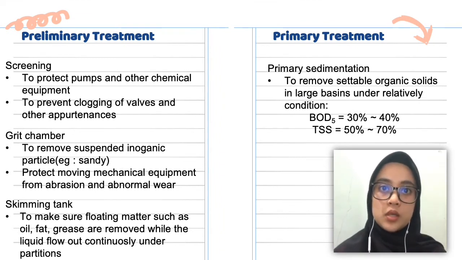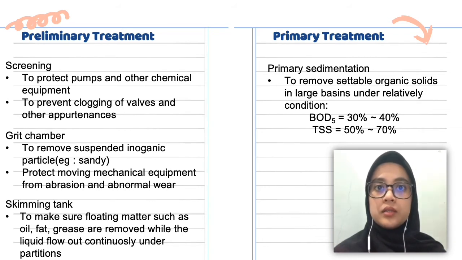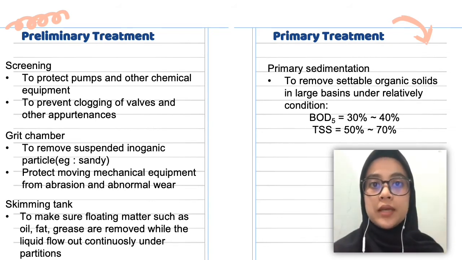This is the purpose of the unit operation in every treatment. For the pre-treatment, screening is used to protect the pumps and other mechanical equipment. Other than that, it is also used to prevent the clogging of valves and other appurtenances. The grit chamber is used to remove suspended inorganic particles such as sand, and to protect moving mechanical equipment from abrasion and abnormal wear. The skimming tank is used to make sure the floating matter such as oil, fat, and grease is removed while the liquid flows out continuously under a partition.